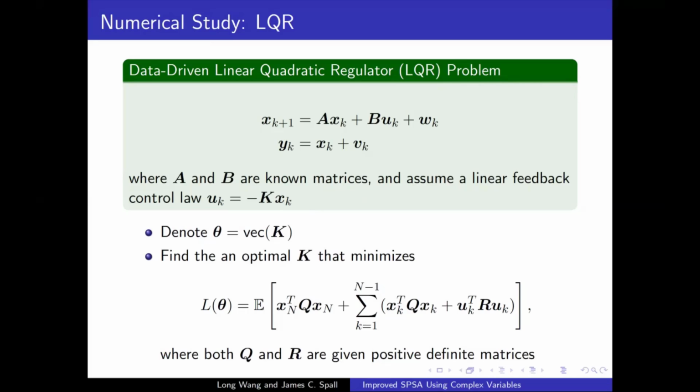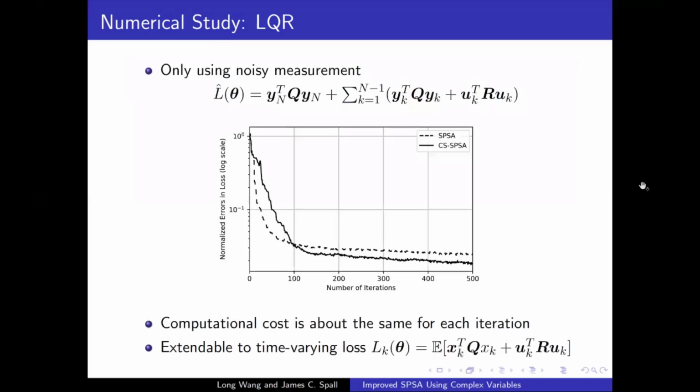Where Q and R are both given positive definite matrices that represent the weight or regularization terms you want to put on u_k. To do this with noisy measurement, since we don't have the measurement on x, we just use the value of y directly. So this is our noisy function measurement. And to compare with SPSA, we just do this for 500 iterations. Note that for each iteration we have a different number of measurements, but since complex is more costly, for each iteration the computational cost is about the same.